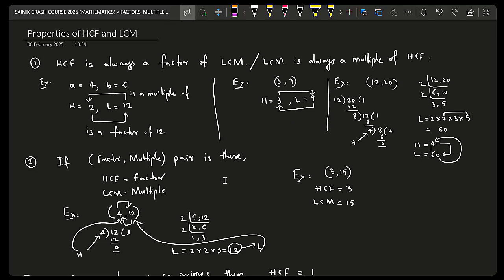Similarly, I took one more example, 3 comma 15. Which is a factor and which is a multiple in them? Sir, 3 is a factor of 15. 15 is a multiple of 3. That's why HCF we got 3 and LCM we got 15.